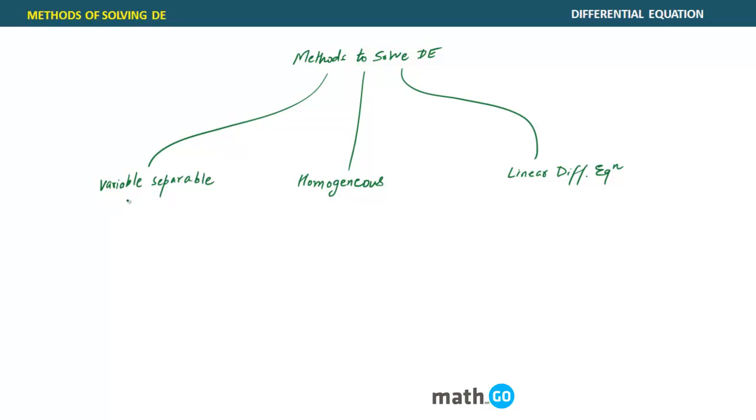In fact, there is a further category within them: a question might not be directly variable separable. So a category will be reducible to variable separable, that is VS.